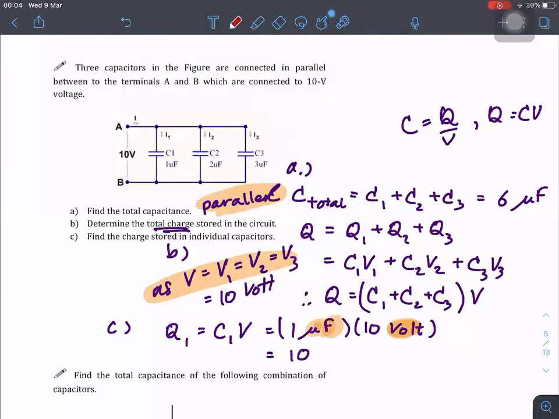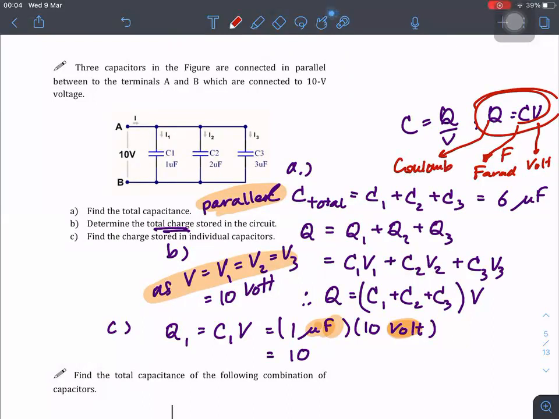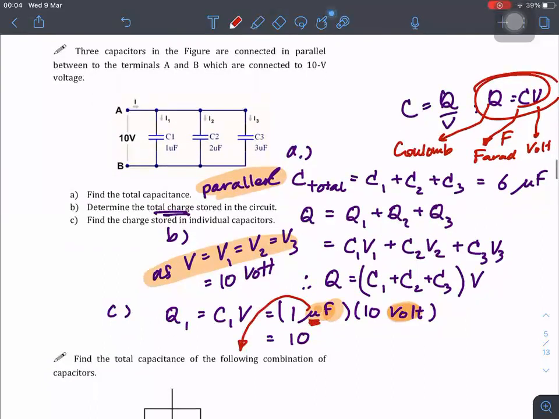looking from this formula, I have capacitance in the farad unit, V in volt unit, and Q in Coulomb unit, right? So farad times volt is Coulomb, but if we have this micro, this mu, it just means 10 to the minus 6.